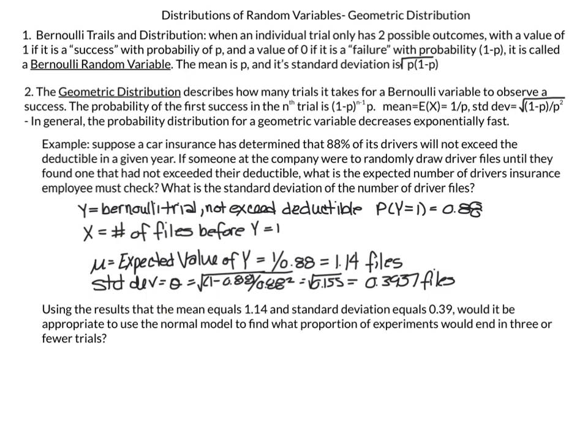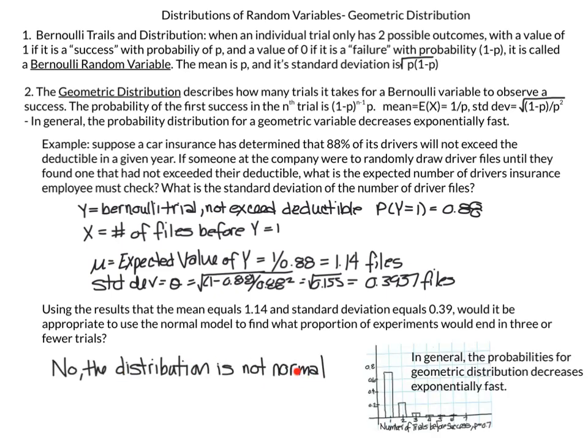Using the results that the mean equals 1.14 and standard deviation equals 0.39, would it be appropriate to use the normal model to find what proportion of experiments would end in 3 or fewer trials? And the answer is no, because the distribution is not normal. Remember, the normal curve, it's symmetric, it's a bell shape, it looks like this. This is not what this distribution looks like. It's not symmetric, right? There's no other side of the bell. So this is not a normal distribution. We can't use those tables we used in the last video.